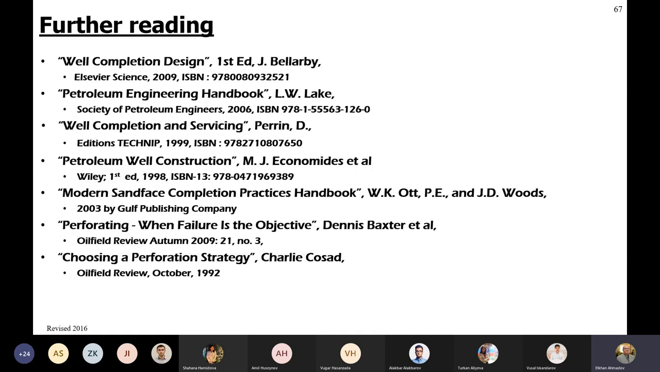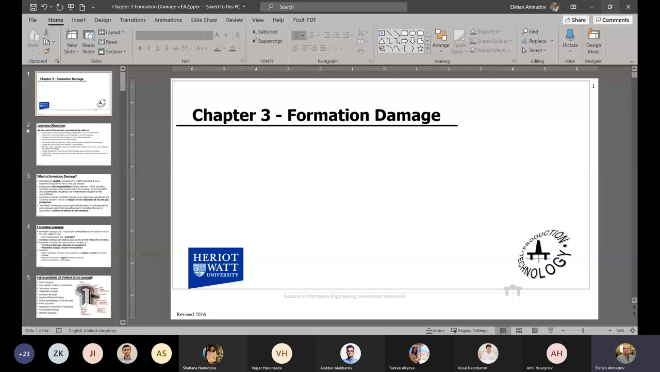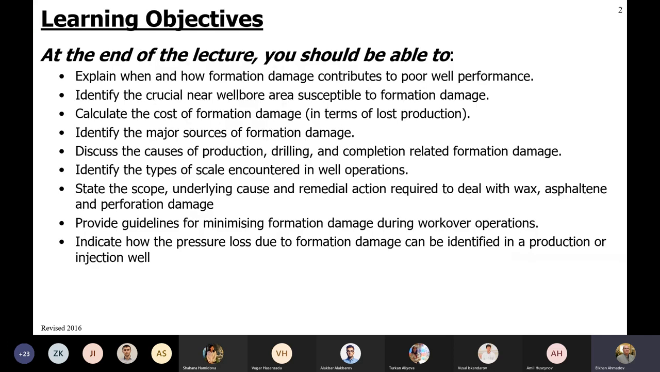So if there are no questions on this, I would like to start with formation damage. Can you see the screen? Can you see the slide? Yes. Okay, sure. Thanks. So, formation damage. Learning objectives, you can read them through your books. I'm not going to stop on this.